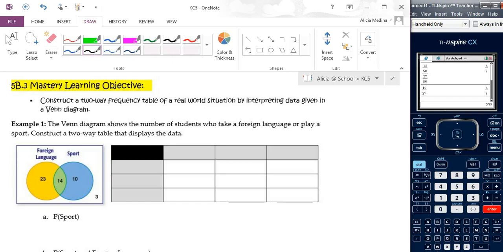Hey guys, in this video we're going to be covering 5B.3. Our mastery learning objective is being able to construct a two-way frequency table of a real-world situation by interpreting data given in a Venn diagram.